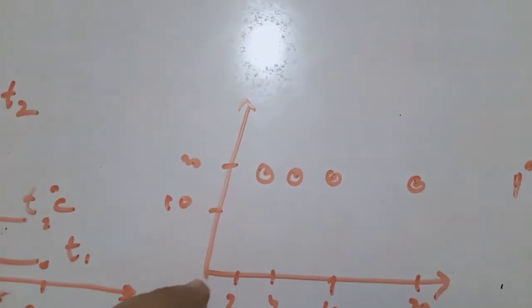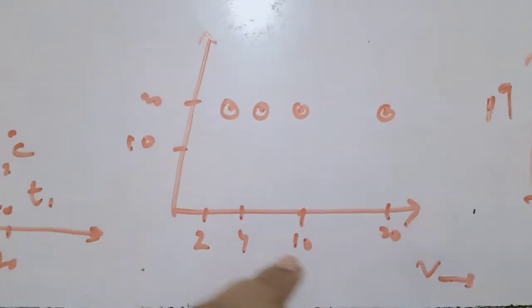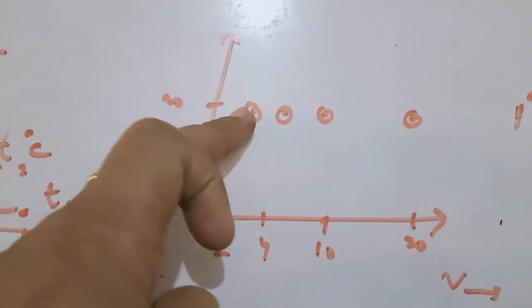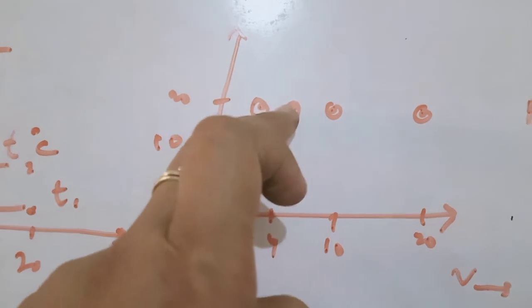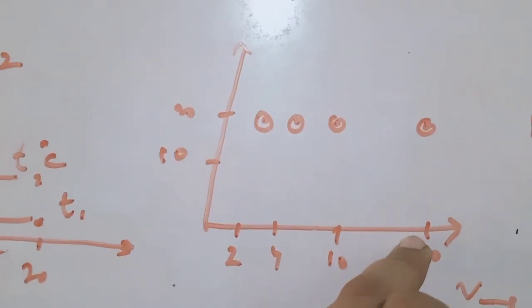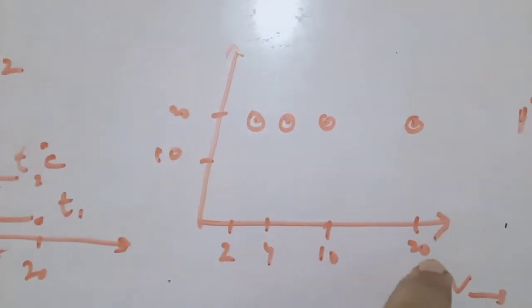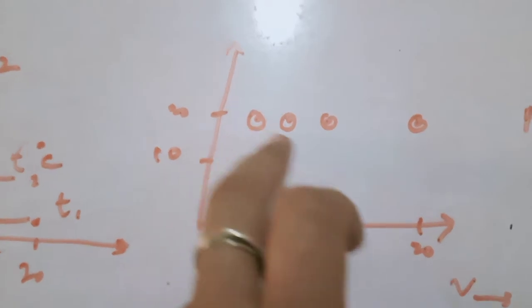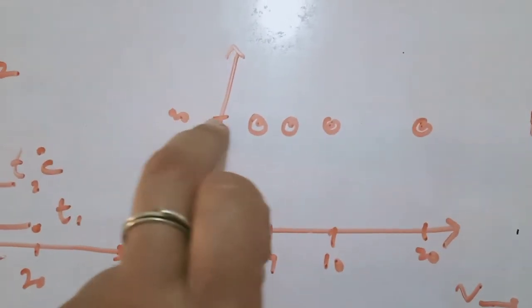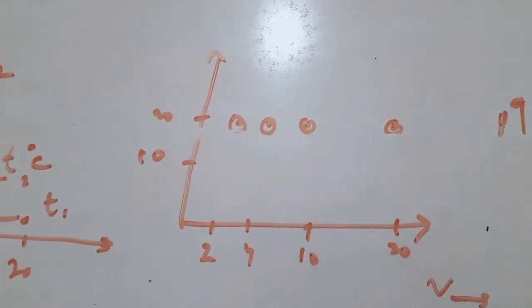For volume 2, PV is equal to 20. For volume 4, PV is equal to 20. For volume 10, PV is equal to 20. For volume 20, PV is equal to 20. So whatever may be the value of V or P, PV will remain constant. This is Boyle's law. If you join these points, you will get a straight line parallel to the V axis.